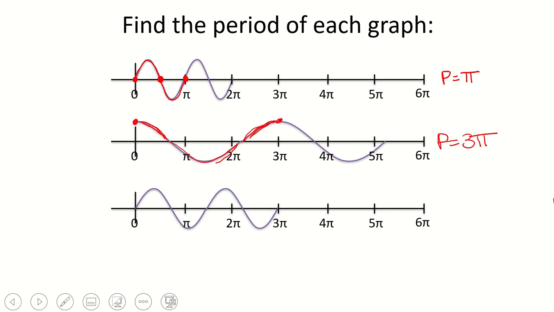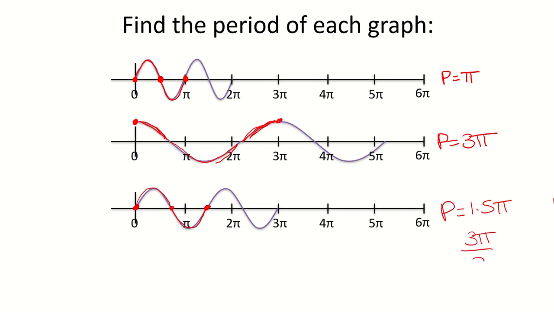And then finally down here, it starts at the origin, but remember, we don't just want to return to an origin, we want a full cycle. So you've got to go above and below. So the period of this is going to be halfway between pi and 2 pi. So the period will be 1.5 pi, or you can think of that as 3 pi over 2.